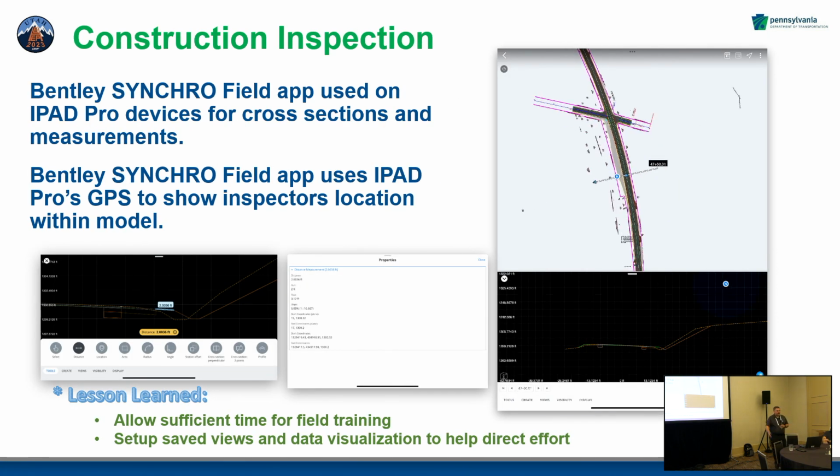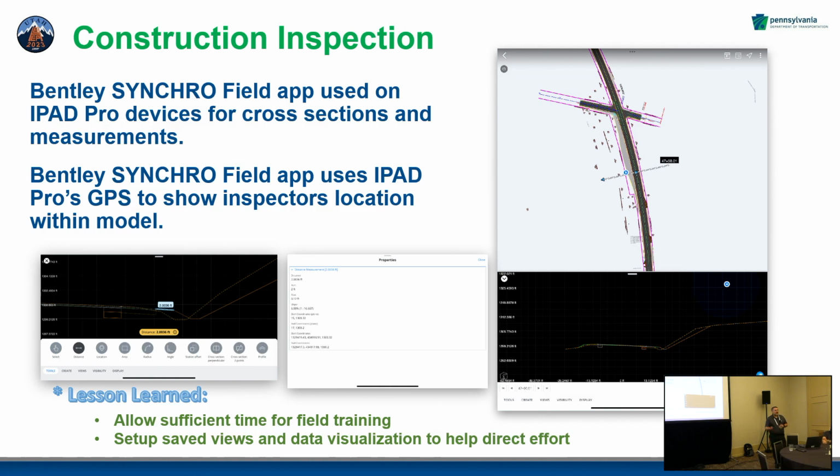Our field staff had iPads, but they were small. It was hard to look at things. So we went with an iPad Pro. It gave them more screen to look at. However, giving them that didn't just solve the problem.